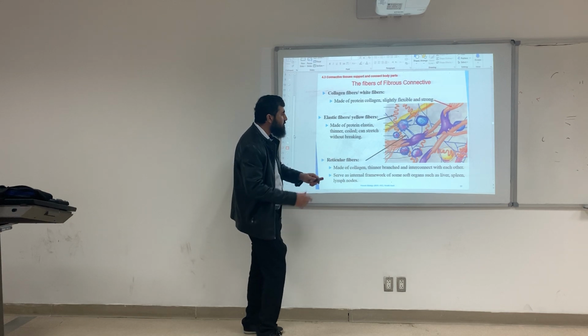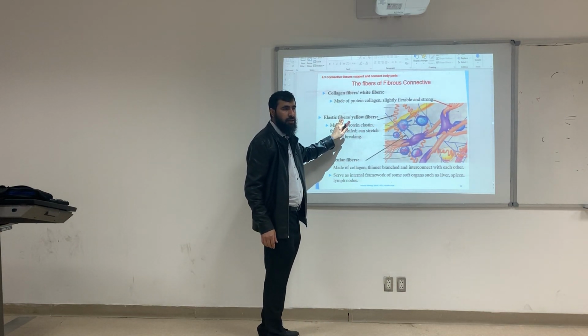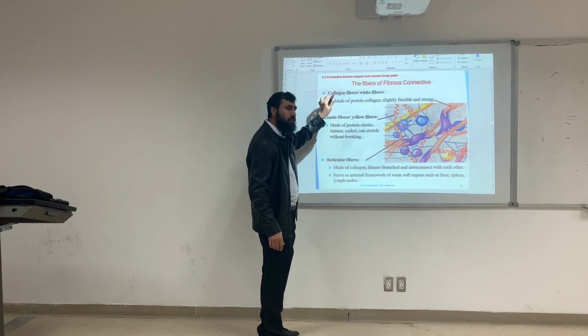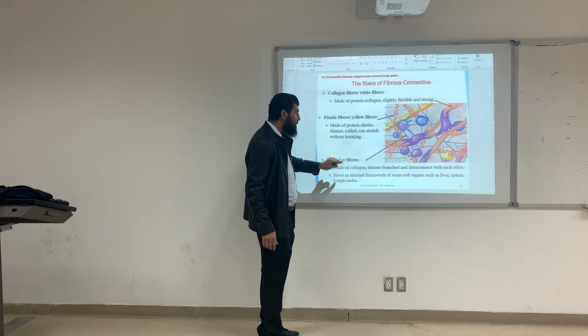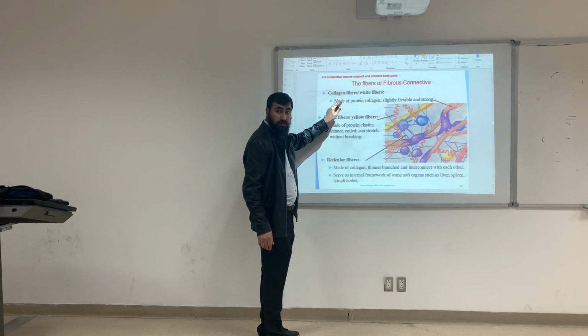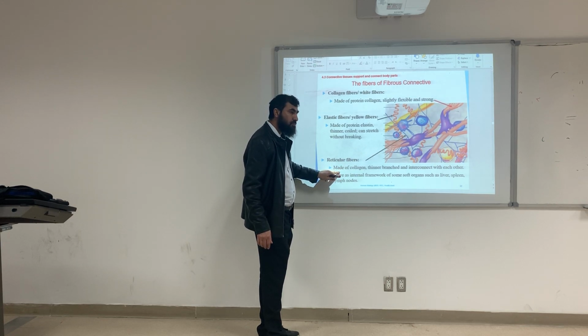Reticular fibers are these branched fibers, thinner. Elastic fibers are made from elastin, okay? Collagen and reticular fibers are both made from collagen, but the collagen fibers are much thicker, strong, less flexible, okay?